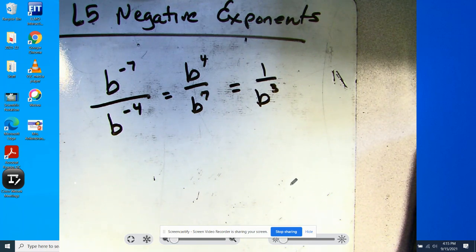So with a 0 exponent, the answer is 1. With an exponent of 1, it's the number itself. With negative exponents, you have to flip them on the fraction line to make them positive. All right? Good luck with this, and let me know if you have any questions.